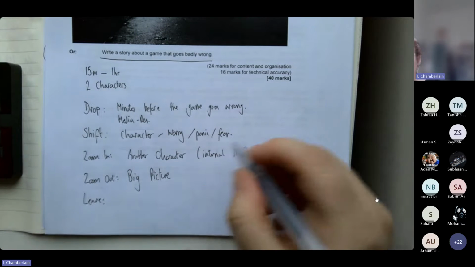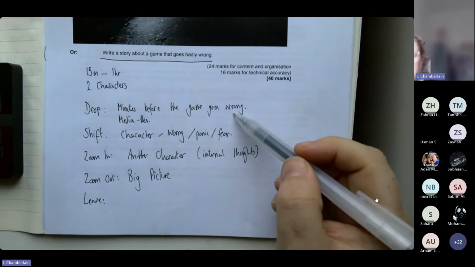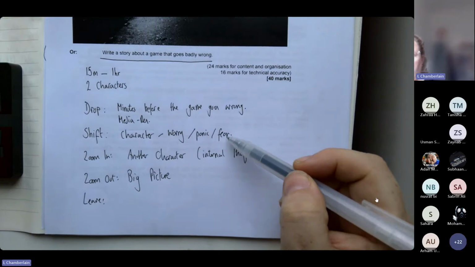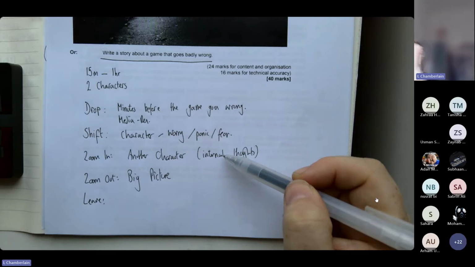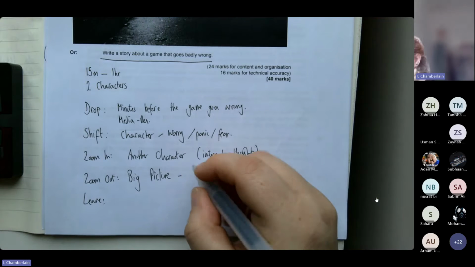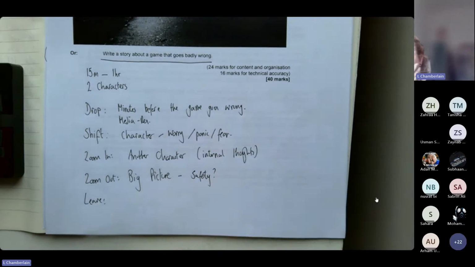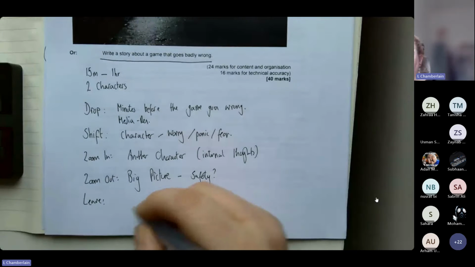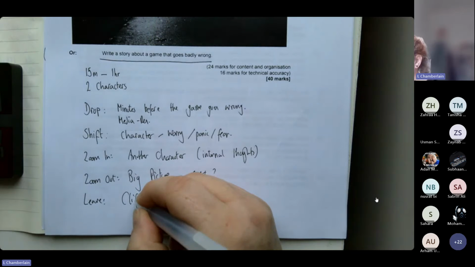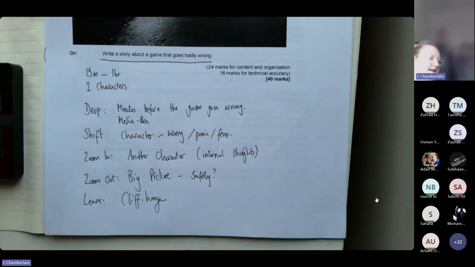Okay, so imagine you zoomed in, and then you're zooming out. So minutes before the game goes wrong, then I look at the fear and panic in a character, then I zoom in on this other character, and then I zoom out. I return to the big picture. Is there going to be an opportunity for safety? Is this person going to be able to be rescued, for example? And then leave? Well, in this instance, I might leave it on a cliffhanger. Will my person be safe?